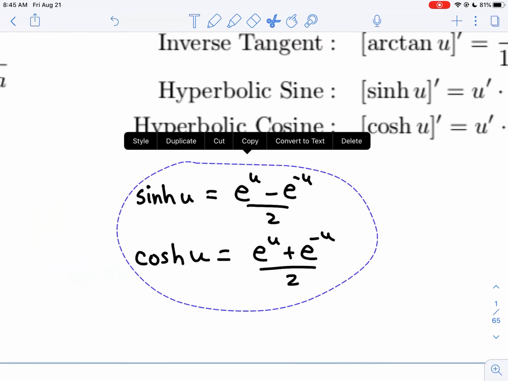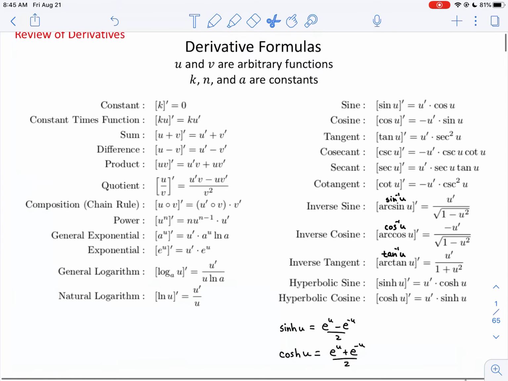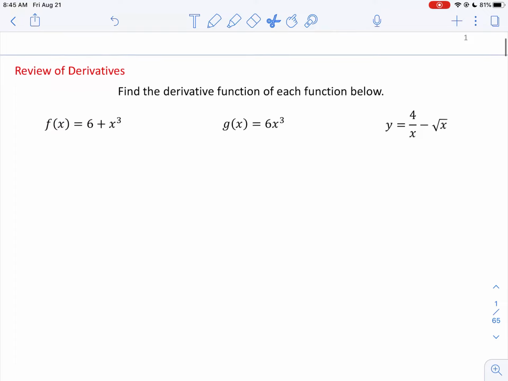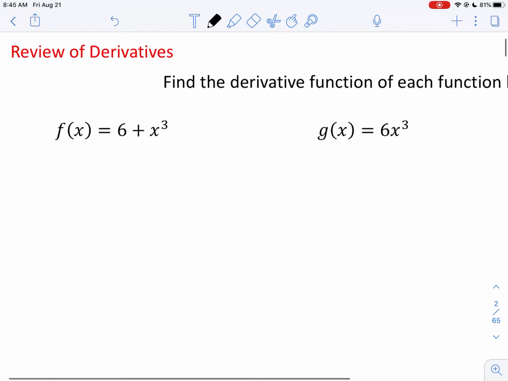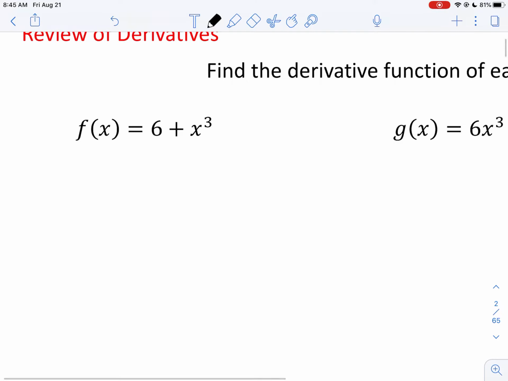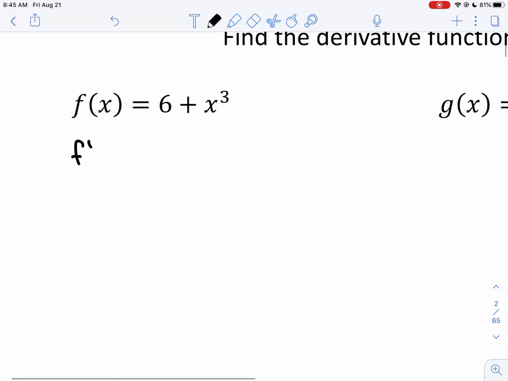All right, so that's all we want to say about this first slide, these review of derivatives that you learned in Calculus 1. Now let's do formally some specific examples. Find the derivative function of each function below. This first function is f of x. If you recall, there's different notations for derivative. I could say f prime of x would represent the derivative function.